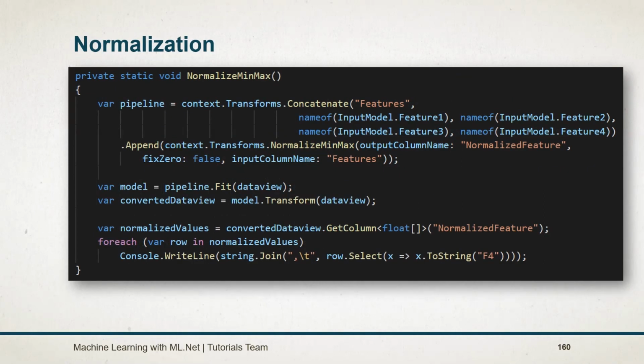Using normalize min-max, we can convert all the values between 0 and 1 in proportion. By default, it uses 0 as the minimum value for generating the proportion value. But using the fix0 property, we can use the original minimum value of the column to generate the proportion value.